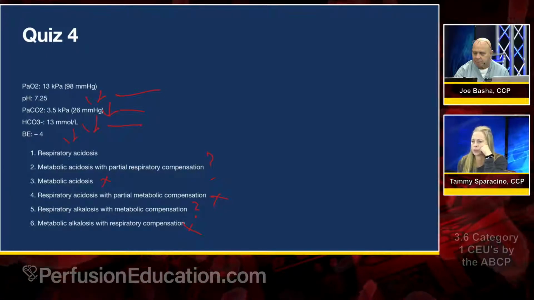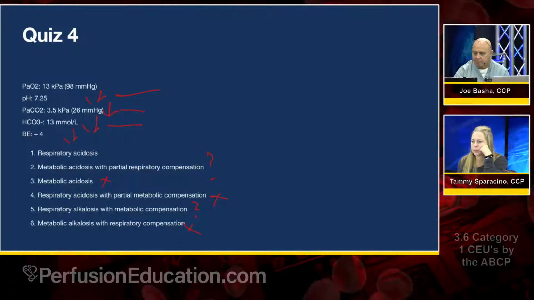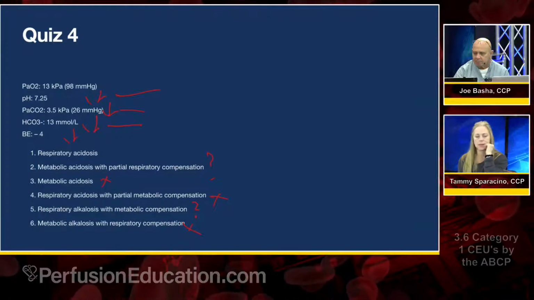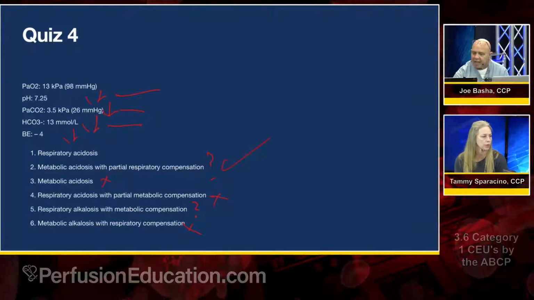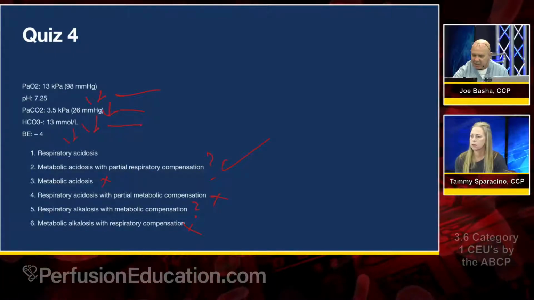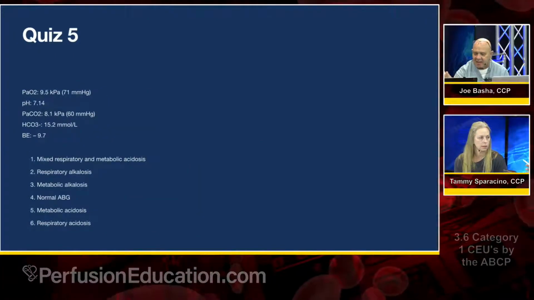Metabolic acidosis with respiratory compensation. Yes, that's what I think it is. You are correct, because the PCO2 is low. So that's the clue. That is the clue. And you are correct. This is the last one.